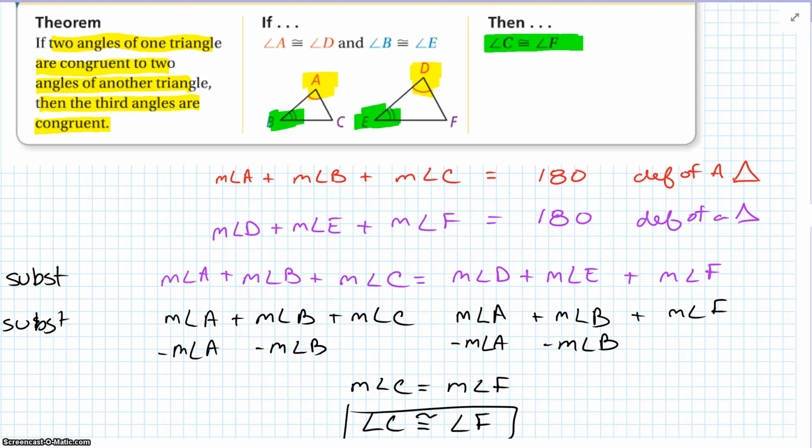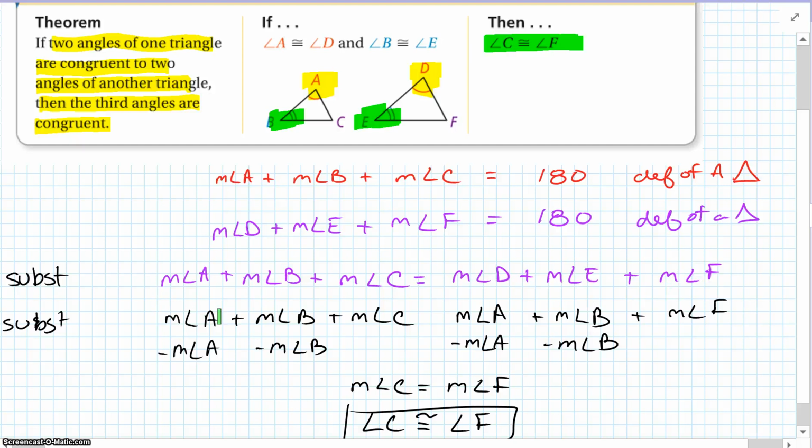Okay, we know the measure of the three angles of a triangle equal 180. That's the definition of a triangle. All right, so we can say the measure of angles A, B, and C equals 180, and D, E, and F equals 180. So we can say the measures are equal to each other. We know the measure of angle D is congruent with A, so we can replace by substitution. And if we know the measure of angle E is congruent to angle B, we can substitute.